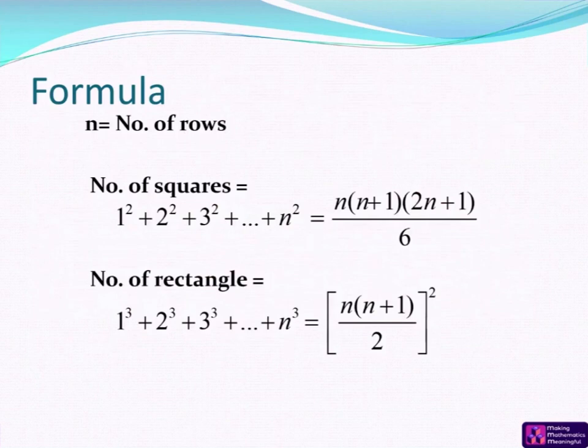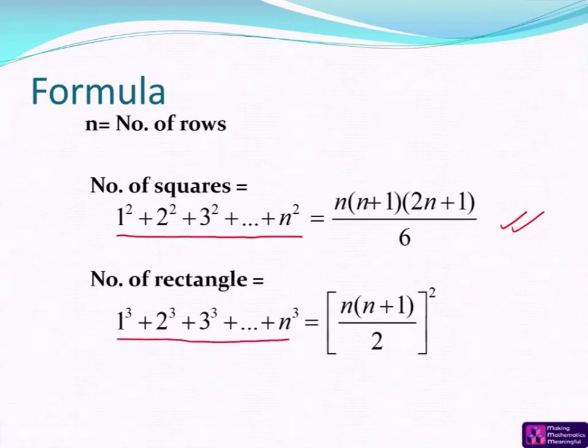And yes, there is a direct formula for the same. 1 square plus 2 square plus 3 square up to n square is given by n into n plus 1 into 2n plus 1 divided by 6, and 1 cube plus 2 cube plus 3 cube up to n cube is given by n into n plus 1 by 2, whole square.